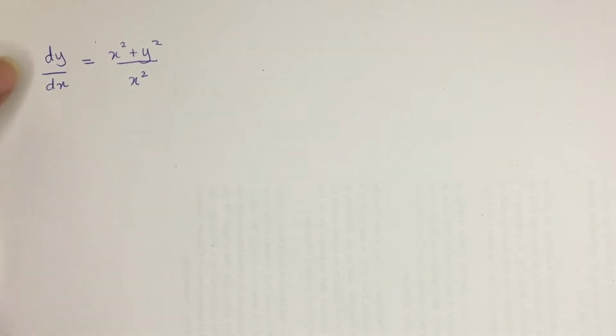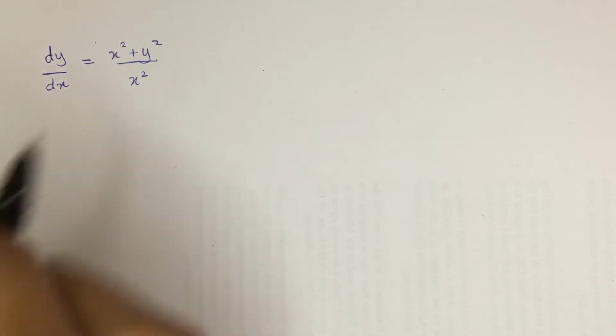So over here you can see that we need to solve this question: dy by dx equals x squared plus y squared divided by x squared. Here, how we are going to solve this is by using the method for homogeneous equations. So first of all, you need to know what is meant by a homogeneous differential equation.